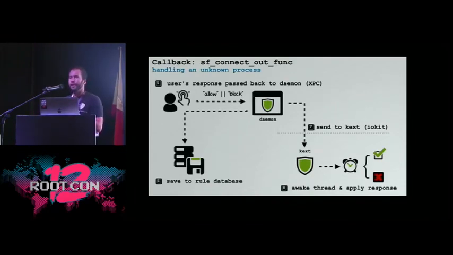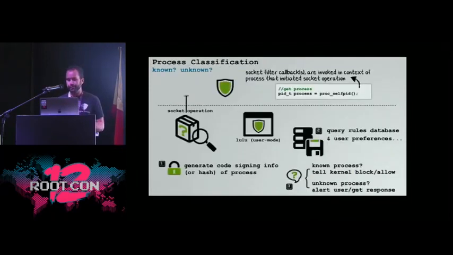The kernel will then get this message. It will wake up the thread that it had put to sleep that was attempting to perform the network connection and will apply the user's response. If the user said allow, it will just return OK, which tells the operating system to allow the network connection. Otherwise, if the user has said block, it returns an error message from the callback, which tells the operating system to block and drop the connection.